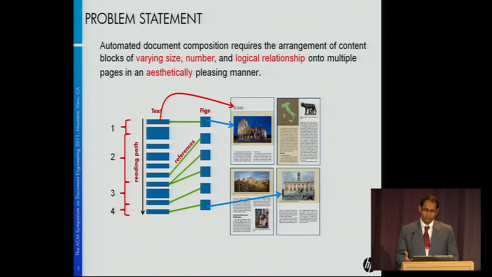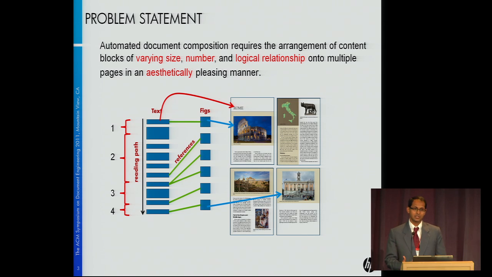So technically, what does this involve? Automated document composition, in a broad sense, requires the arrangement of multiple content blocks of varying size, number, and logical relationship onto multiple pages in an aesthetically pleasing manner. Now, I've shown on the left side here a typical content structure. You have a bunch of text blocks, and they typically could be in XML. I've just shown it as a figure for example. And you have logical relationships, and you have some figures over here.